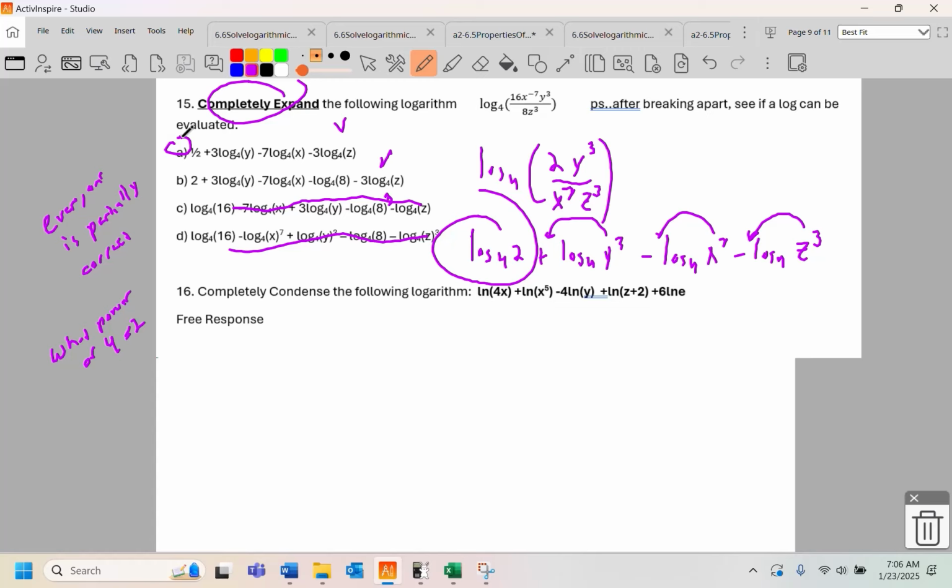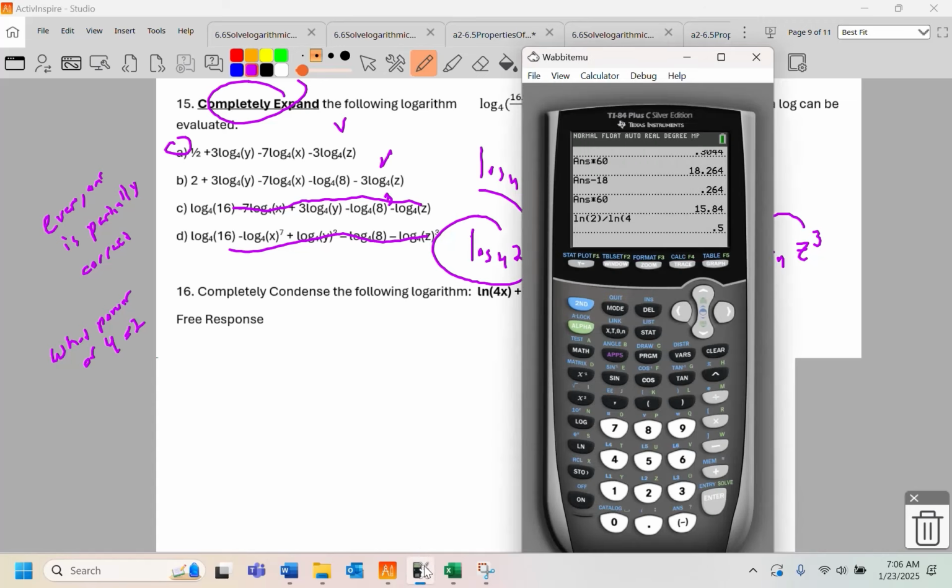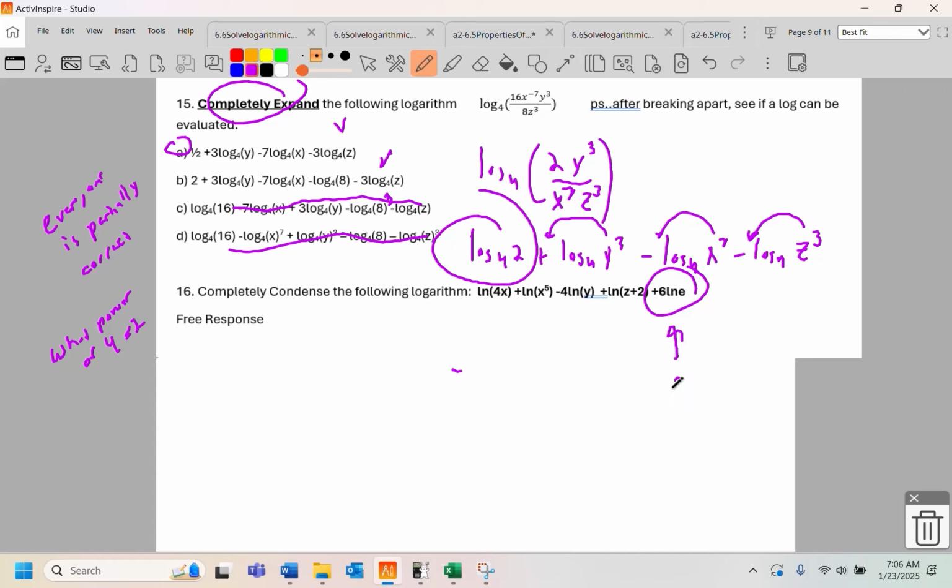I left 16 as a free response just because I wanted to see some things and see what you knew, what you didn't know. That's one thing free response does, lets you know what kids know. So look at this last number, 6 ln e. I got $100 says it's 6. And it is. This is 6. It's not even going to be inside the logarithm. Now it can be. Like I'll accept it inside the logarithm.